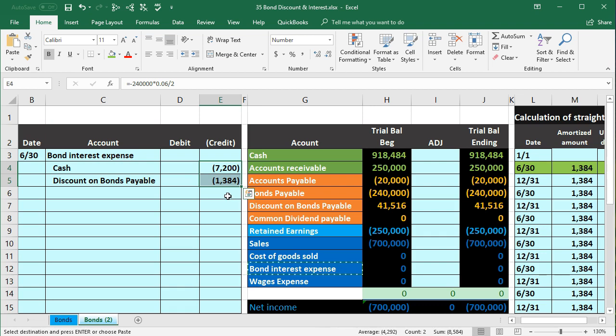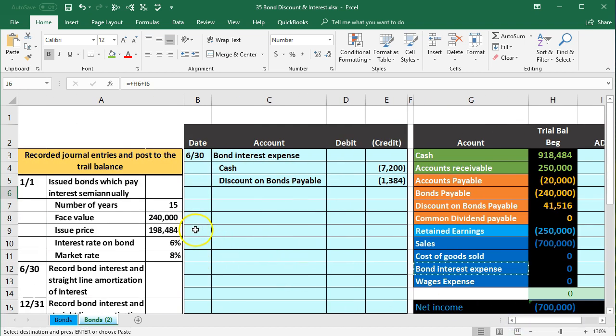Now this is the part that's really kind of confusing to most people, because we can understand why we're expensing the 7,200, because we paid that. It's interest expense just like a loan. This we didn't pay. Why are we doing it? Because the difference between these two, when we put it on the books, is the difference between the carrying value. It's the difference between the face amount of the bond and the issue price.